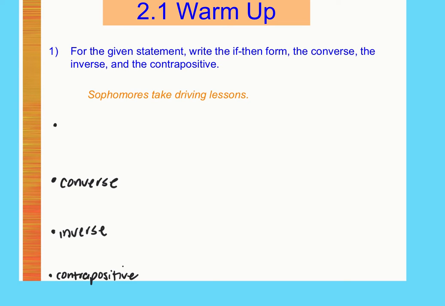All right, so it says for the given statement, write the if-then form, then the converse, then the inverse, and the contrapositive. So if your statement is sophomores take driving lessons, how do I put that in if-then form? Go ahead, Mateus. If you're a sophomore, then you take driving lessons. Okay, if you are a sophomore, then you take driving lessons. Something like that. Doesn't have to be exact.